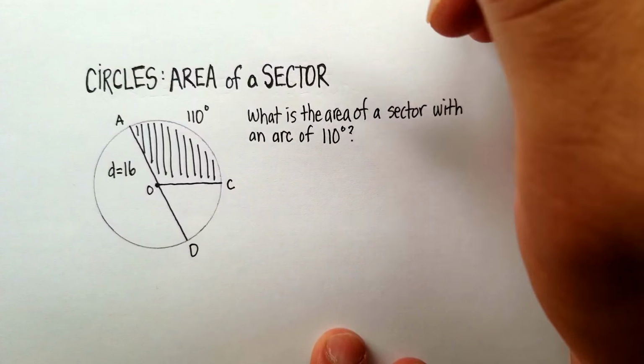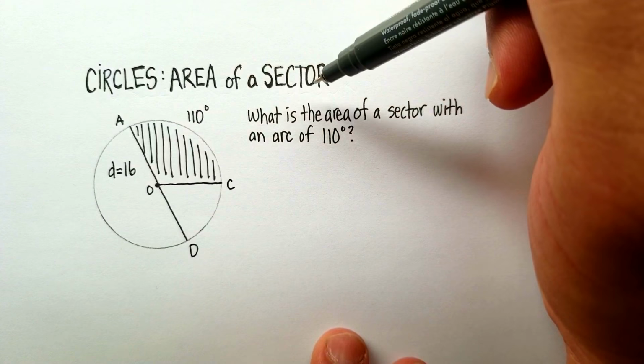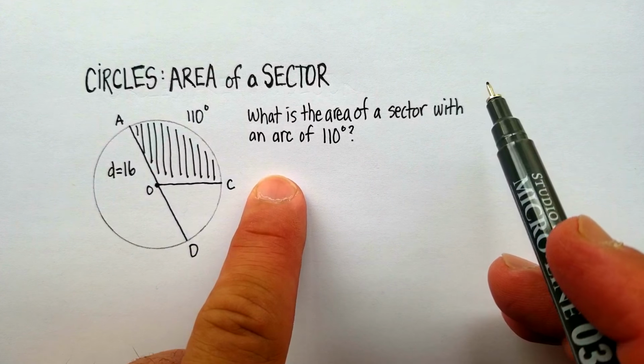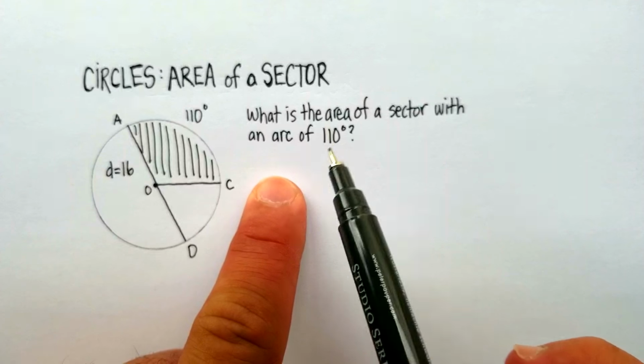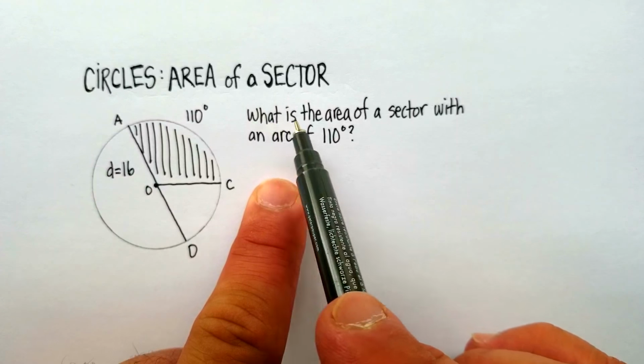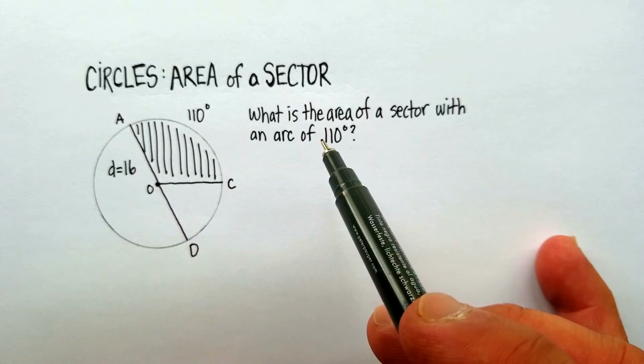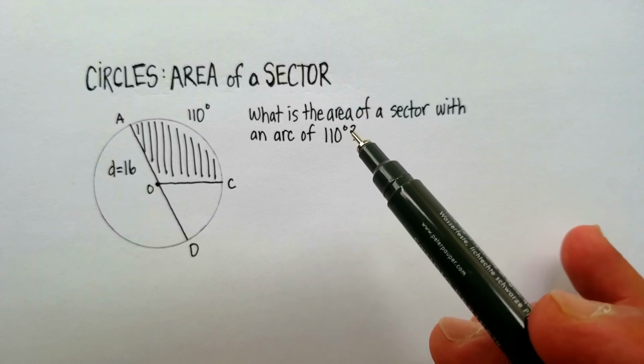Okay, in this video, we're going to go over the area of a sector of a circle. Now, let's talk about a couple definitions first, right? And we're also going to solve the problem: what is the area of a sector with an arc of 110 degrees? Okay, so let's break this down a little bit.